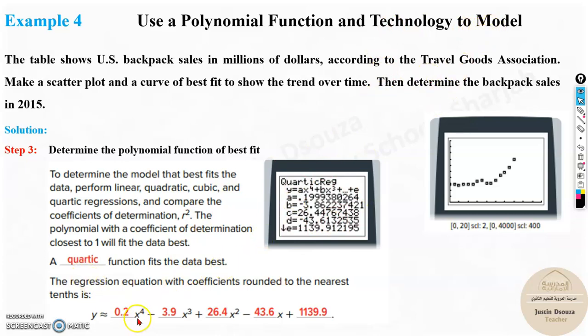Now, x to the power 4 is called a quartic function. X to the power 3 is cubic. X to the power 1 is linear, and so on. So this is quartic, x to the power 4. These coefficients will be given from the graphing calculator. You can see over here, this is the thing.